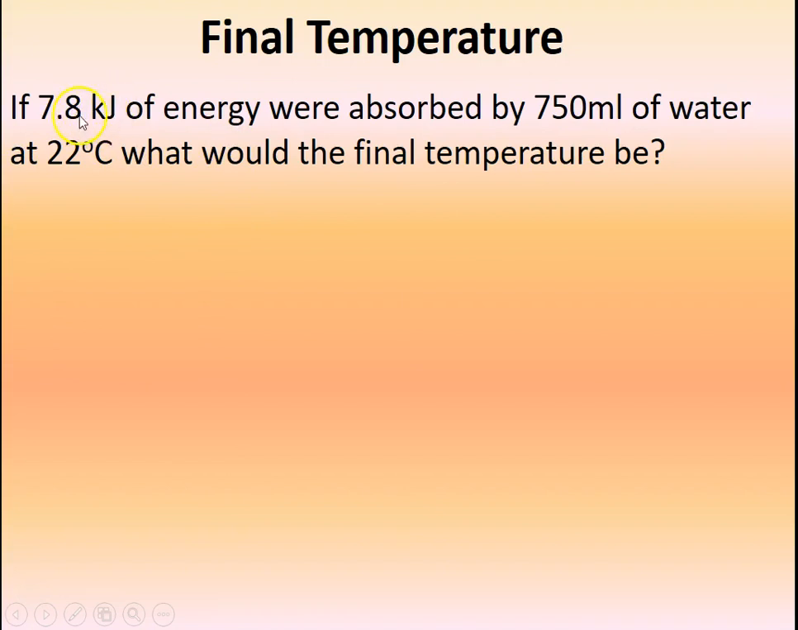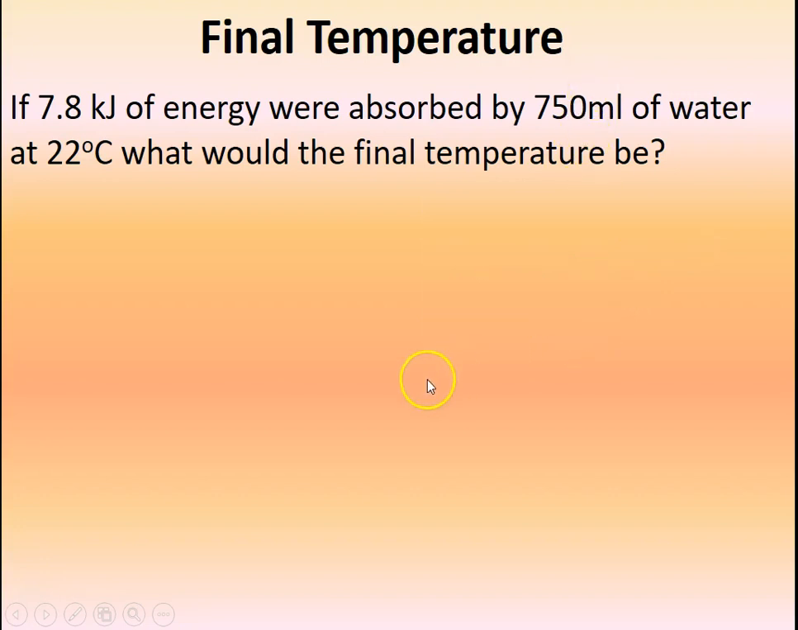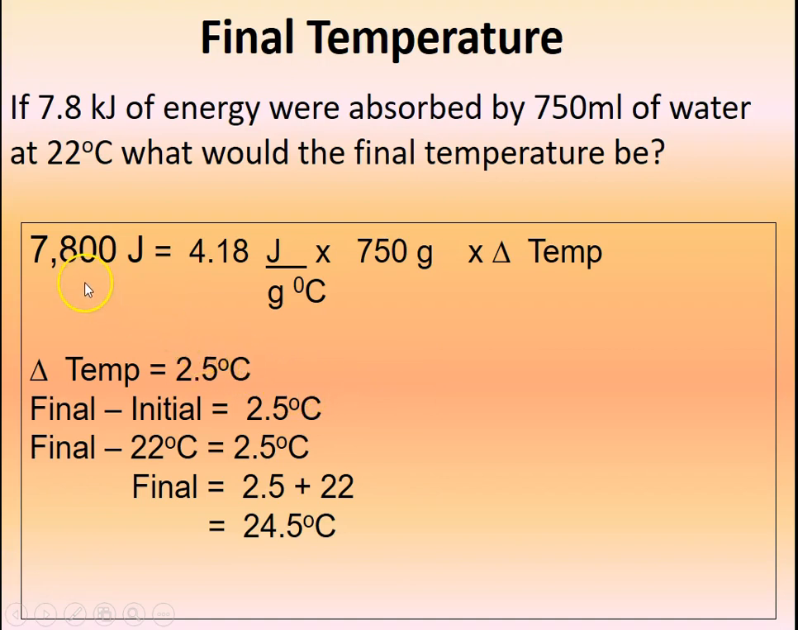So can you see the trick here to start with? The Q equals MC delta T. The Q has to be in joules. So turn the kilojoules into joules first. Multiply by 1,000. And this obviously has to be in grams, the same thing. So you rearrange your equation. Oh, have I been lazy here? I have. That's not very good.